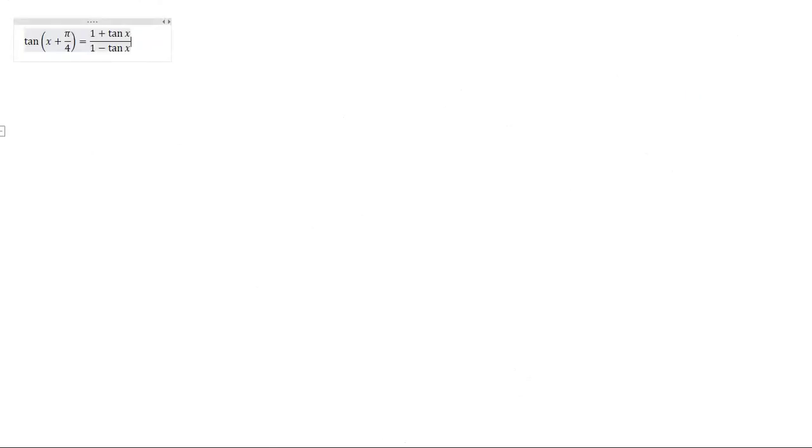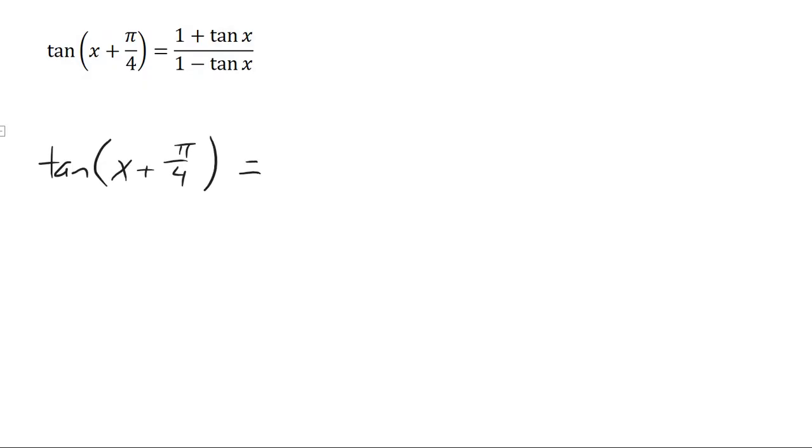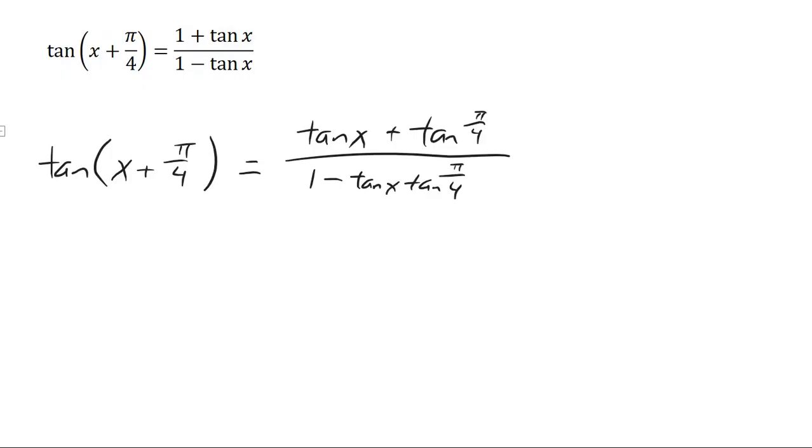All right, we're halfway through. Tangent of x plus pi over 4 is equal to 1 plus tangent x over 1 minus tangent x. So let's use the identity for tangent of a plus b. The tangent of x plus pi over 4 is tangent x plus tangent pi over 4, over 1 minus tangent x tangent pi over 4. All right, so what is tangent of pi over 4? It's 1. So on the top, we have tangent x plus 1.